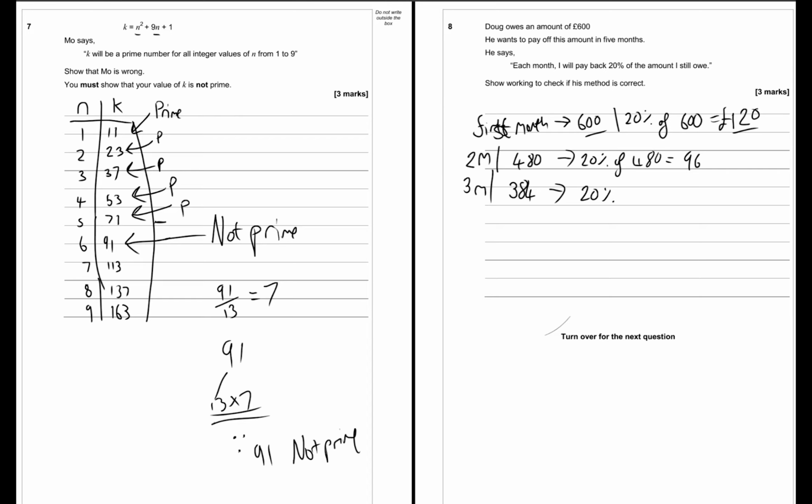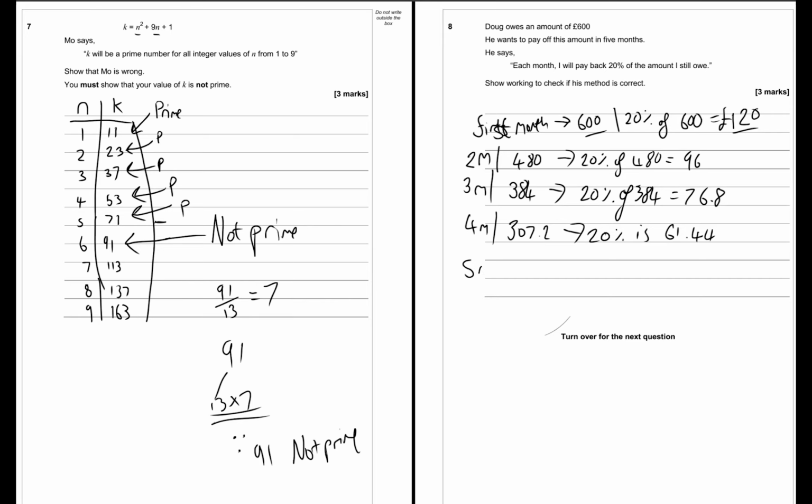So 20% of 384 is going to be 384 times 0.2. And now he's left with 76.8. And now, month 4, he's going to have 384 minus 76.8, which gives you 307.2. Now 20% of this is what? 20% is times by 0.2. You're going to get 61.44. That's how much he pays off this month.